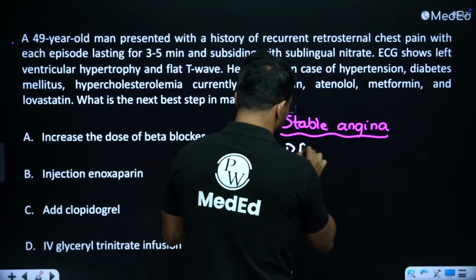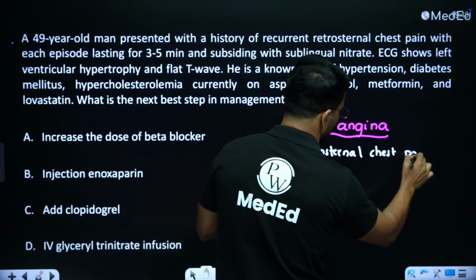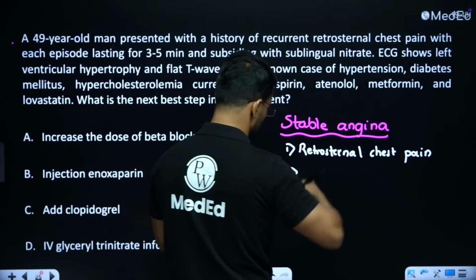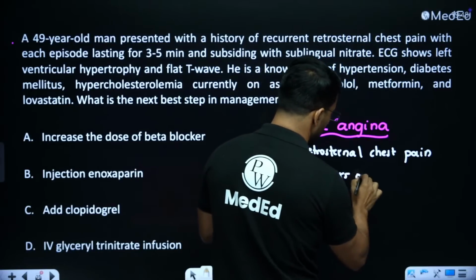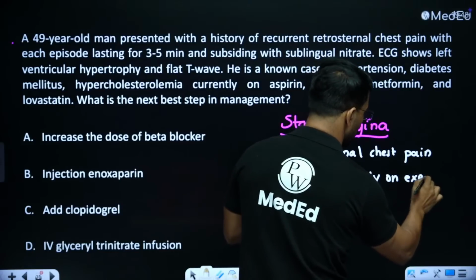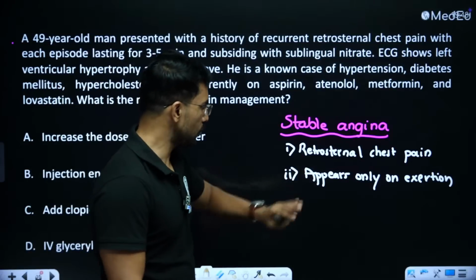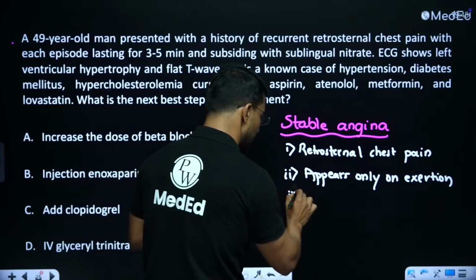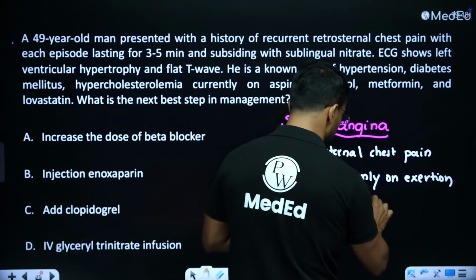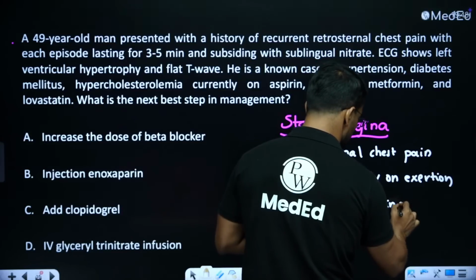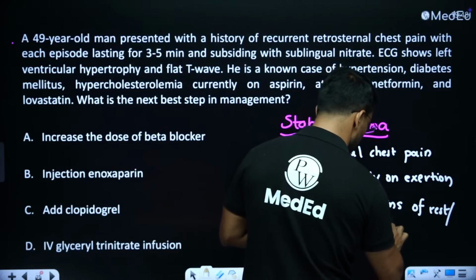It is characterized by retrosternal chest pain which appears only on exertion, not at rest. Rest angina is always unstable angina. It appears only on exertion or physical activity, and even when it appears on exertion, it is relieved, right? Relieved under 10 minutes. In fact, today it is more stringent, it should be relieved under 5 minutes, with rest or sublingual nitrates.